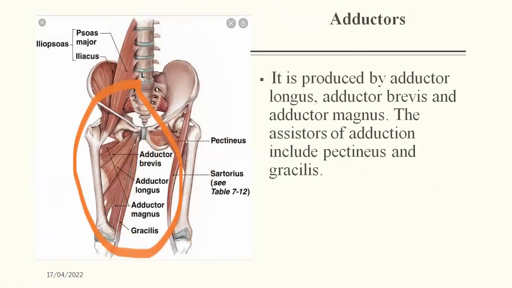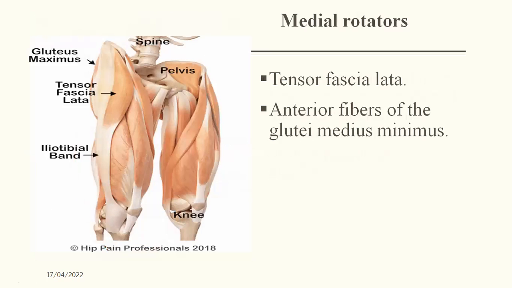Then the adductors, the group of adductor muscles: adductor brevis, adductor longus, adductor magnus. The sister muscles are gracilis and pectineus. This is the pectineus muscle. This is the gracilis muscle. Together, adductor brevis, adductor longus and adductor magnus cause the movement of hip adduction.